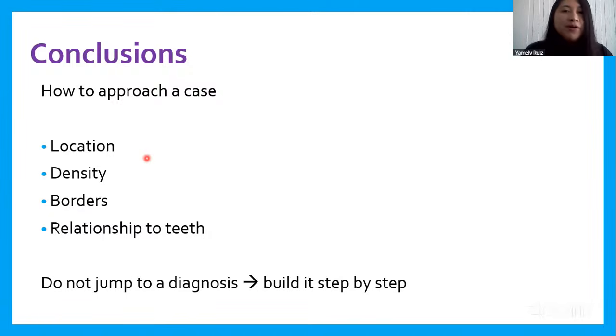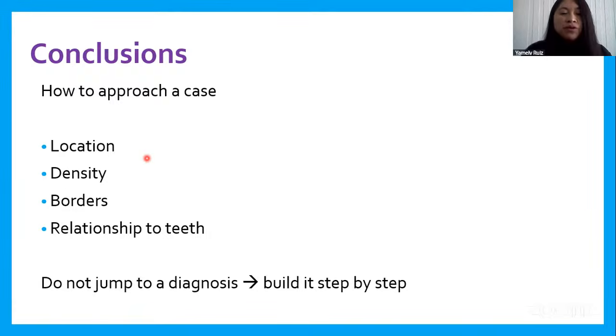This is very important because you can think of some particular entities based on density. The borders, whether ill-defined or well-defined, tell us about aggressive or benign behavior of the entity. And the relationship with the teeth. Remember, this is another very important clue. The relationship with the teeth gives us information about particular diagnoses.